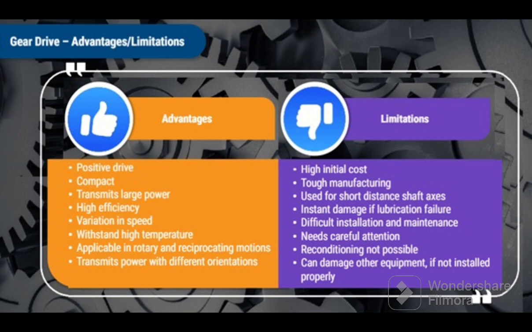Its initial cost is high. Manufacturing of gears is tough. It is used for short distance shaft axis. It gets damaged instantaneously in case of lubrication failure. Installation and maintenance are difficult. It needs careful attention of lubrication and cleanliness. Reconditioning is normally not possible. If not installed properly, it can damage bearing, shaft, housing, seals, etc.